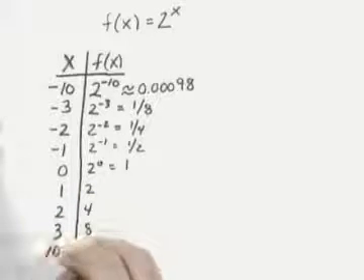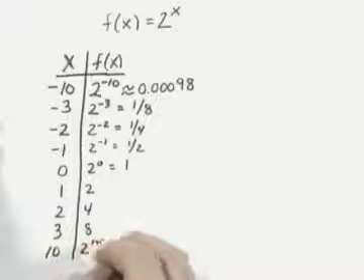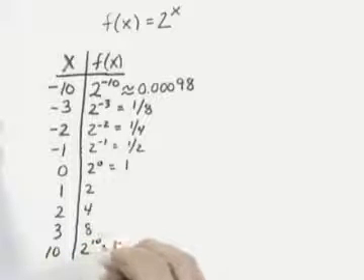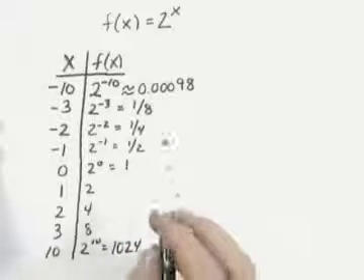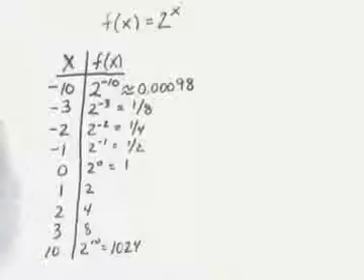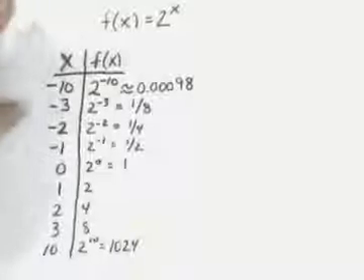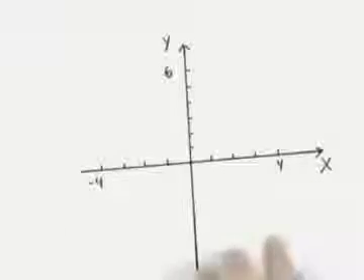If x is 10, I get 2 to the 10th power. 2 to the 10th power is 1,024. What I'm going to do is take a few of these points and plot them so that we can get our graph of our exponential function.